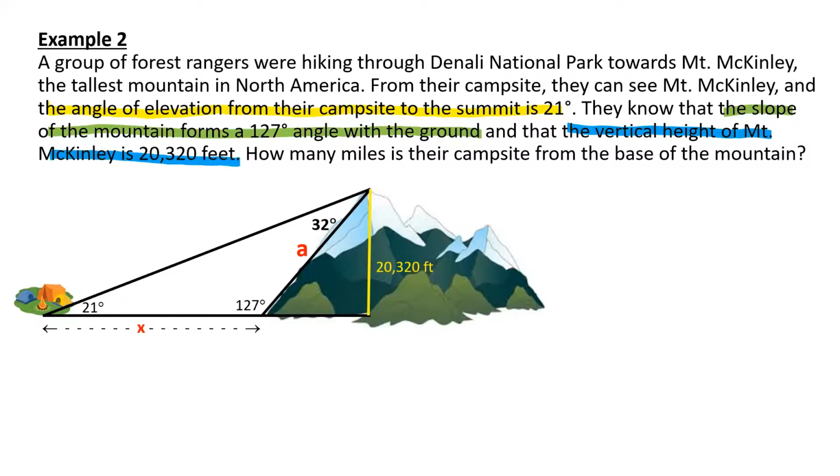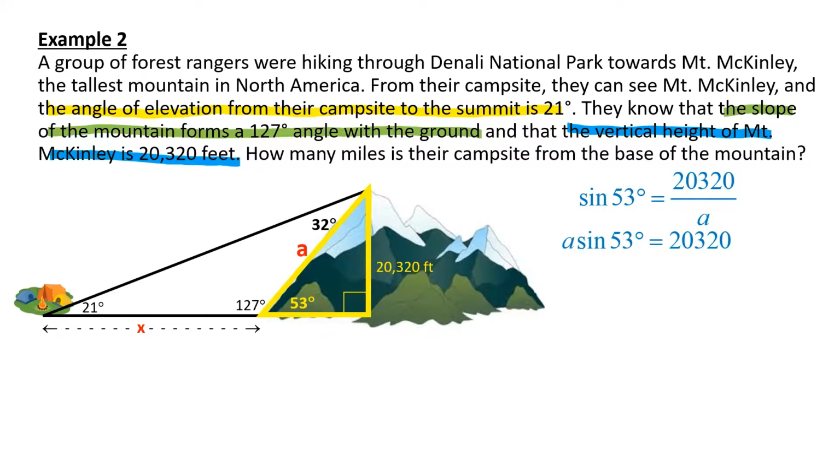Let's find this side. We can find this side, A, because it's also attached to a right triangle. And in that right triangle, we know the bottom angle is 53 degrees because we subtract 127 from 180. And now we can use a trig ratio to find side A. The sine of 53 degrees is 20,320 over A, opposite over hypotenuse. Then to solve, I would multiply both sides by A and divide by sine of 53 degrees.